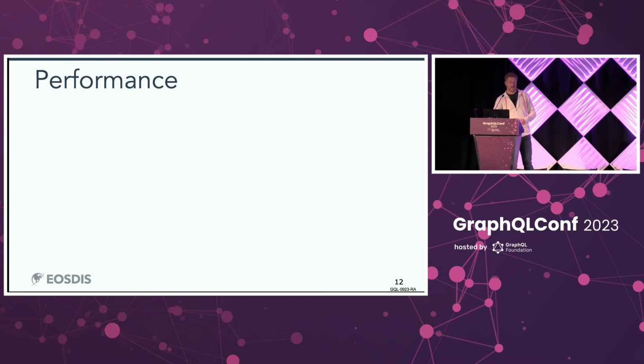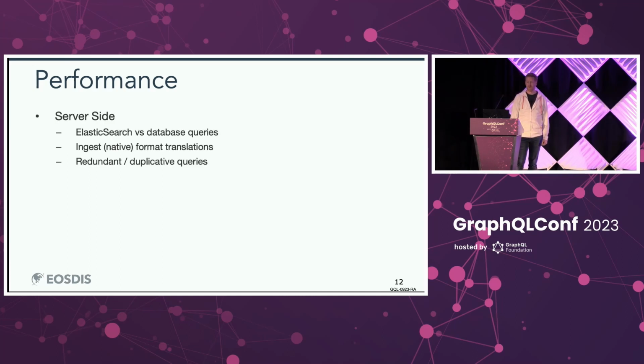Additionally, we have a lot of performance issues. This is kind of an ongoing effort that we're working through today. From the server side, we have a couple of things to note. JSON is in Elasticsearch. It's quite fast. Database queries are required to get the UMM records out. That's not great. Ingesting native formats and having to translate them later. Again, ISO records can be 10, 20, 30, 40 megabytes. Having to pull them into memory and translate them on the fly on response, and keep it in less than a second, is super challenging.